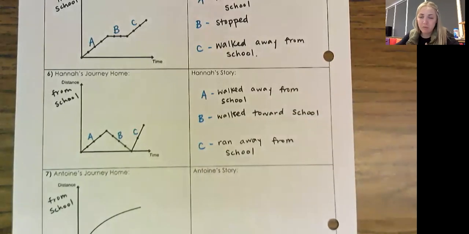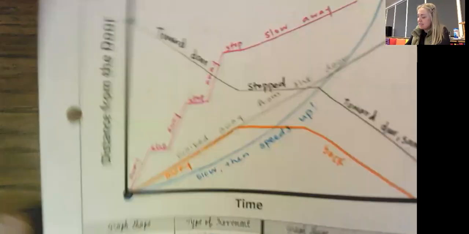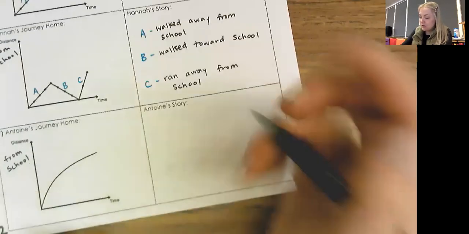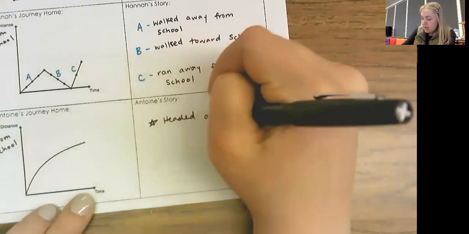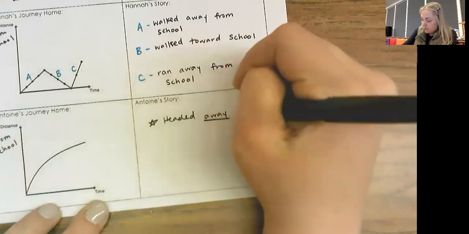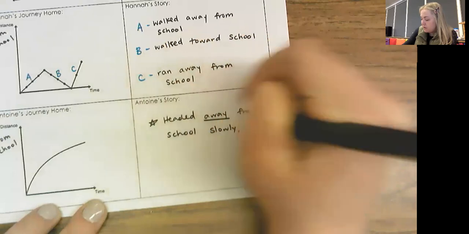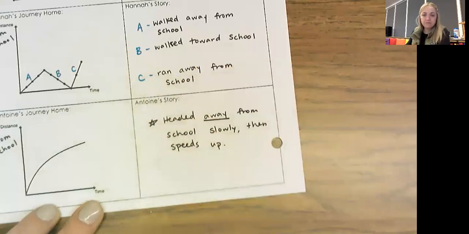And that's the sort of distinctions I want to see when you're doing your homework. I want to see differences between walking and running. Okay, and for Antoine, it matches this one where we moved away fast and slowed down. So what Antoine did there is, I'm just going to put a star, headed away from school, slowly, then speeds up. Awesome. Perfect. Wonderful. All right, clip this back in your notes. Use it to help you on tonight's homework. Let your math teacher know if you're having any questions or troubles.